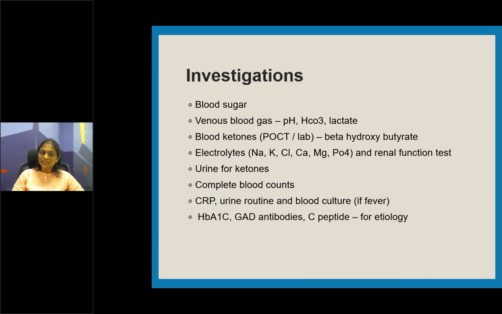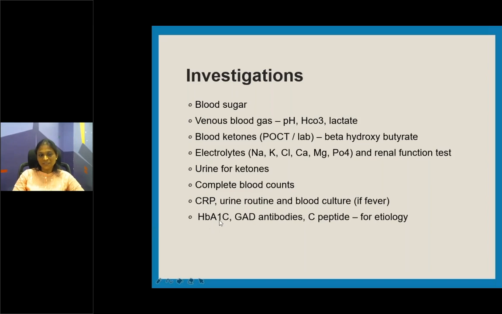Complete blood counts. This gives us an idea about the PCV and hemoglobin, which tell us the circulatory volume, and the counts can tell us about the presence of infection. Most of the time there are high counts, and that is attributed to the stress related to DKA and not to sepsis. But it still gives us an idea. When there is a fever or hypothermia, then we also think in terms of sepsis complicating the picture or sepsis triggering DKA, and then we send CRP, urine routine, urine culture and blood culture.